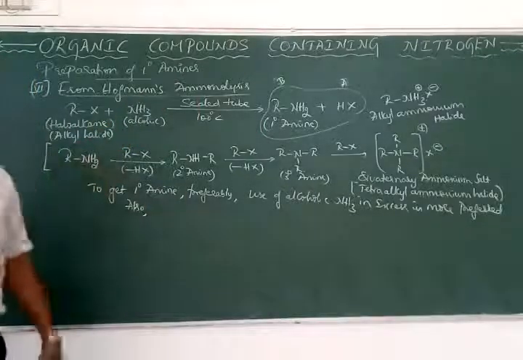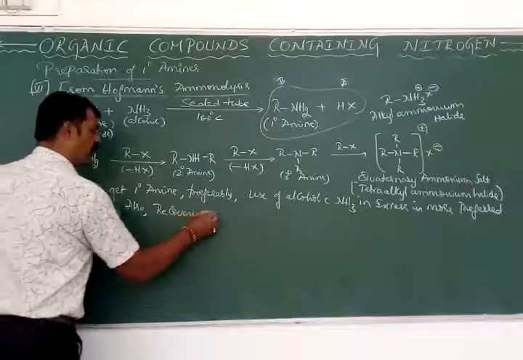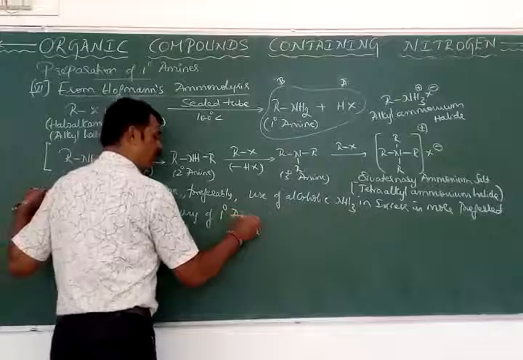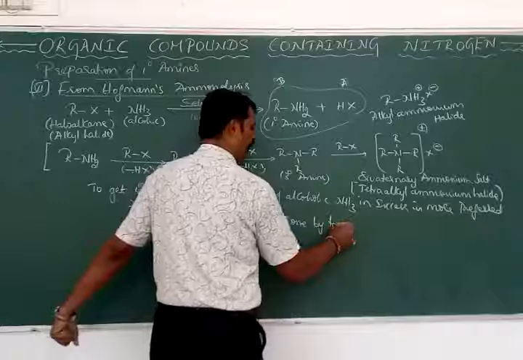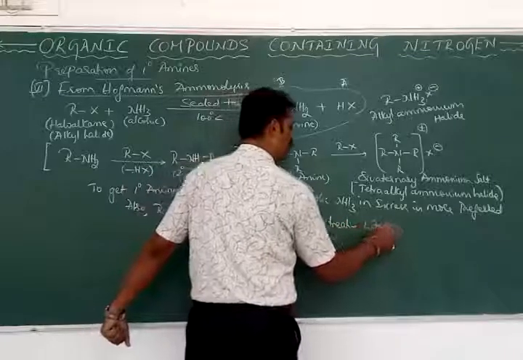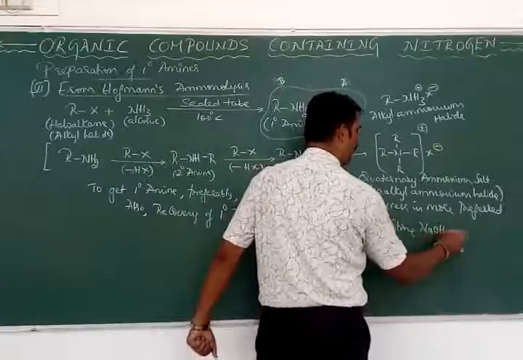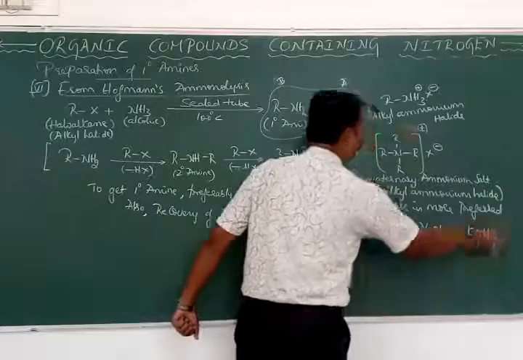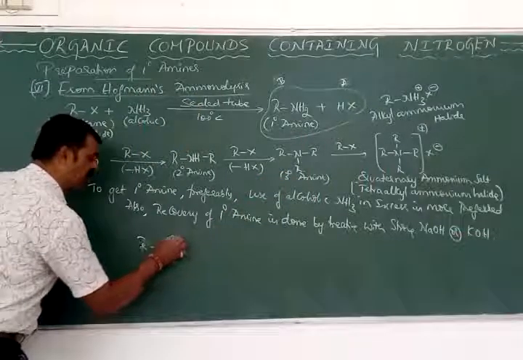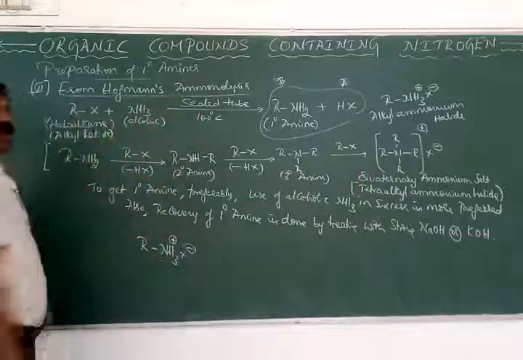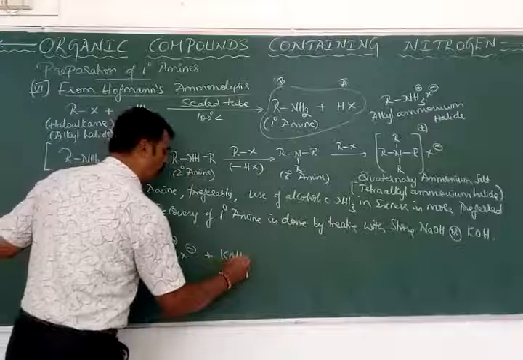To recover that primary amine, what you have to do is, recovery of the primary amine is done by treating with a strong NaOH or it may be KOH. Because those two combine to give RNH3+ X-, which is called alkyl ammonium halide. This is made to react with either NaOH or KOH.